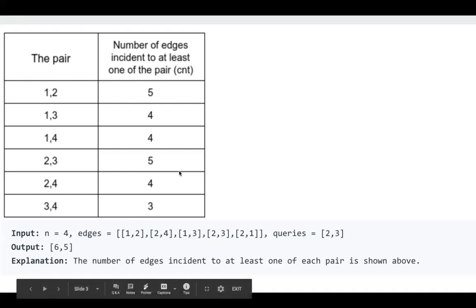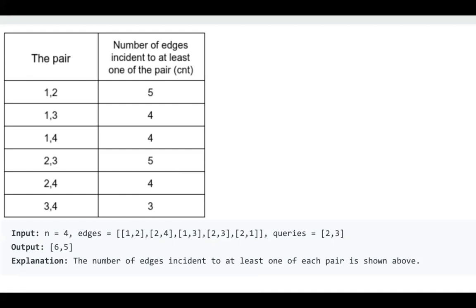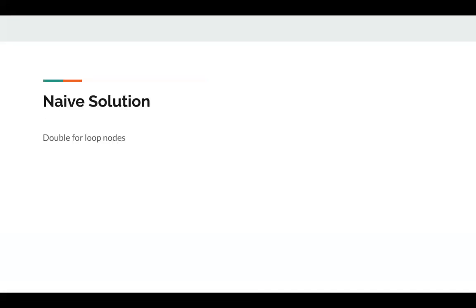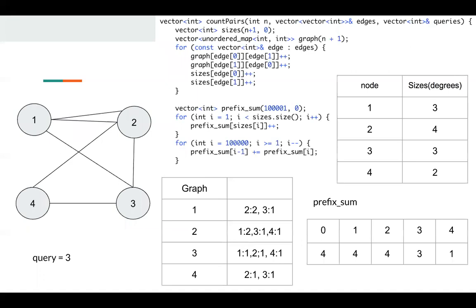How do we solve it? First of all, we need to loop over queries, and for each query, we need to get one answer. And for a specific query, the naive solution is a double for loop over nodes, but the number of nodes can be 2 multiplied by 10 to the 4. So n squared will become 4 multiplied by 10 to the 8, which will be TLE. So it's a slow solution. Okay, next I will talk about solutions that can pass the tests.